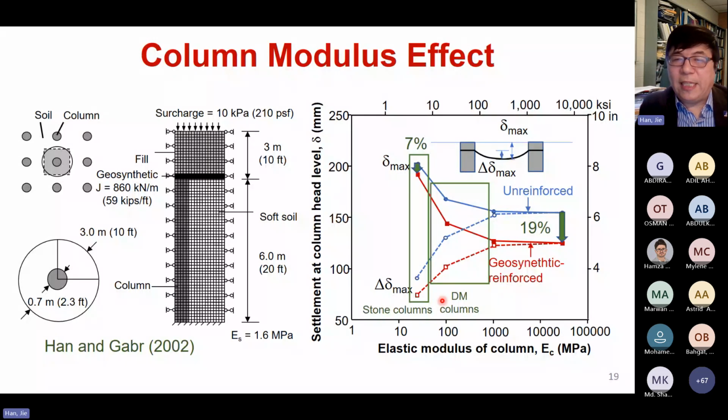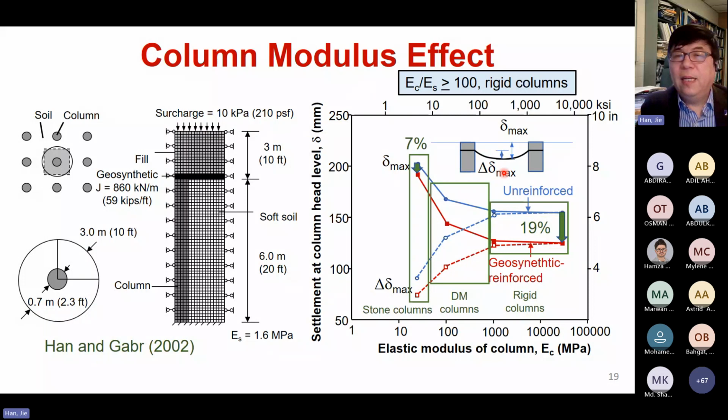Now, if you use deep soil mixing, that is the range you will get. And if you go to the rigid columns, you will get lower total settlement. However, you will have more differential settlement between the column and the soil. If you want to use rigid inclusions, you really need to use geosynthetic to minimize the differential settlement. What columns do we consider rigid inclusions? I suggest the column modulus over the soil modulus should be greater than 100 times.